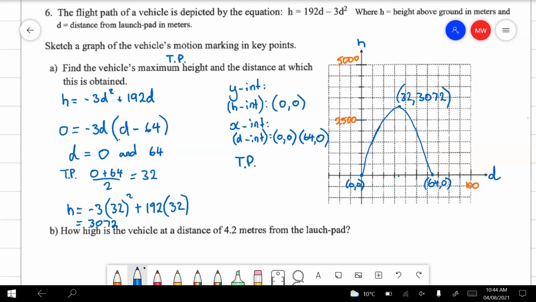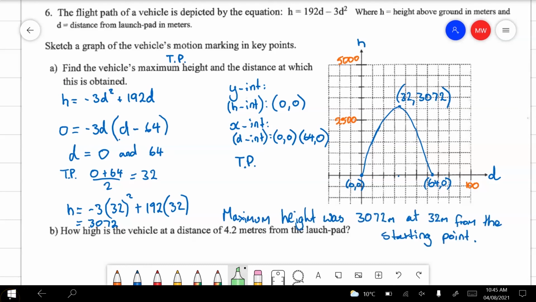Now, it's a worded question, so we're going to answer it in words. It said, find the vehicle's maximum height and the distance which this is attained. So we will give ourselves an answer, something to the effect of maximum height was 3,072 meters at 32 meters from the starting point. And that's our answer.